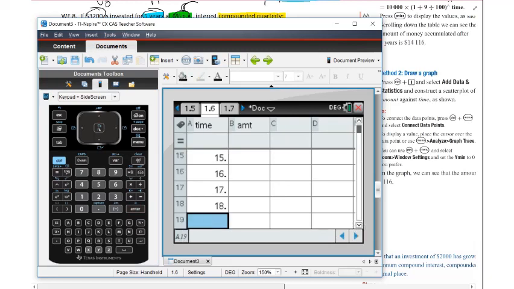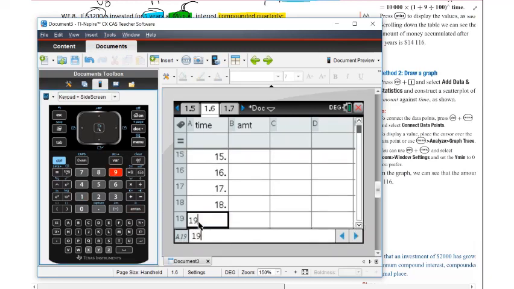And the reason I'm going to need to put 2 more is because remember we had 20.